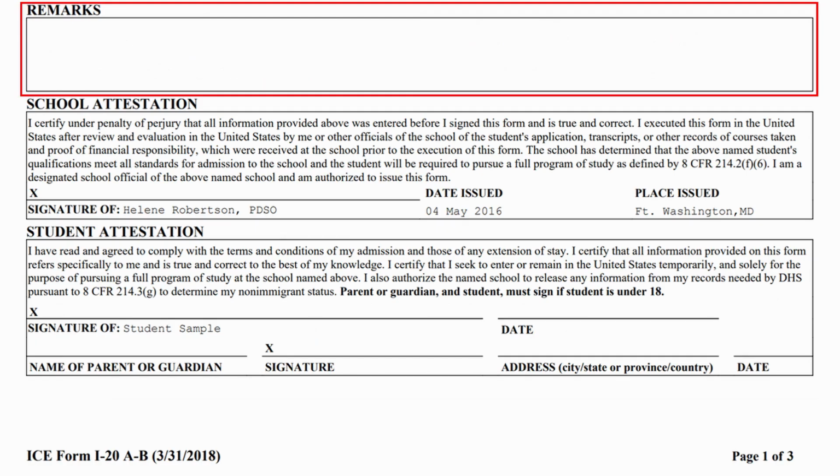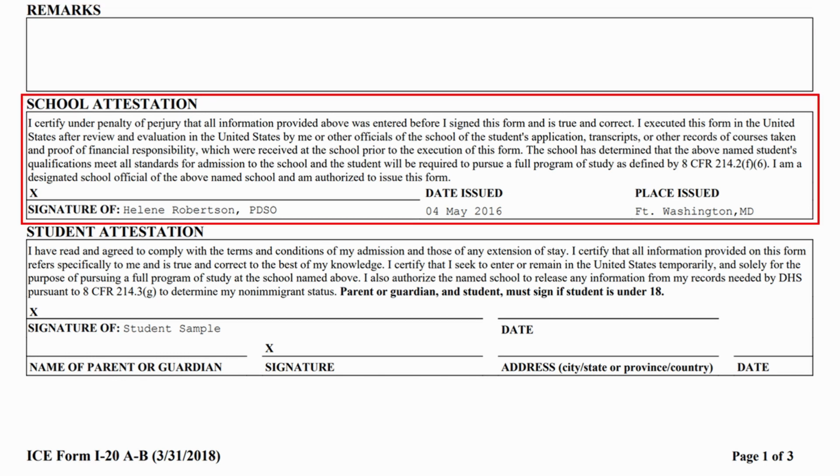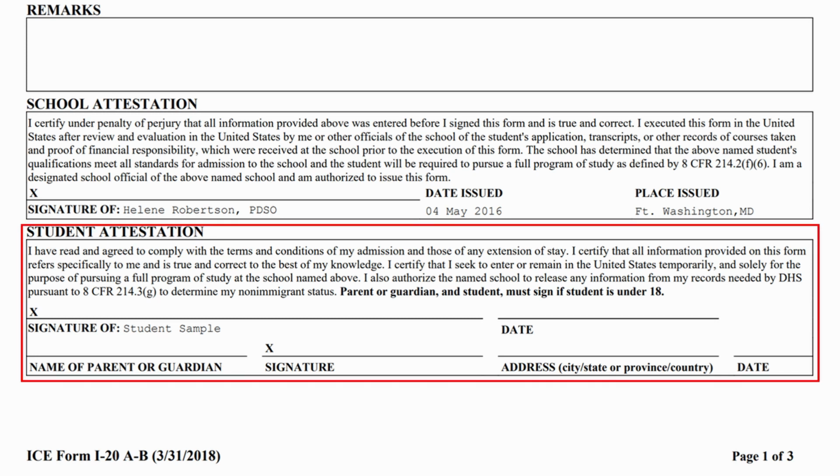The fifth box is a remarks section, where your DSO would make any appropriate comments about your I-20 at any point in the future. The sixth box on page 1 would have the signature of your DSO certifying that you've provided correct information and indeed meet the qualification to attend the school to pursue a full program of study. The seventh and last box on page 1 is for you to sign and date.